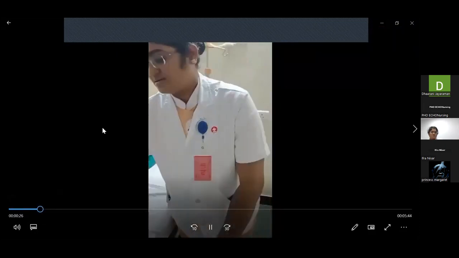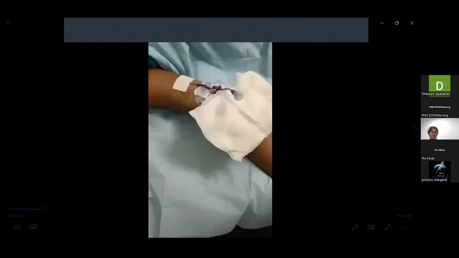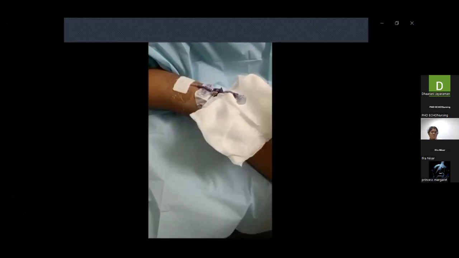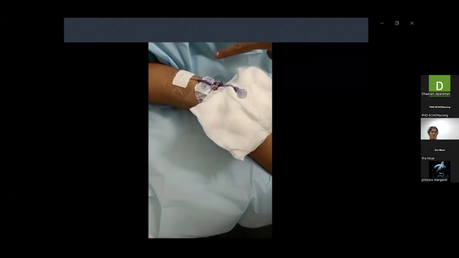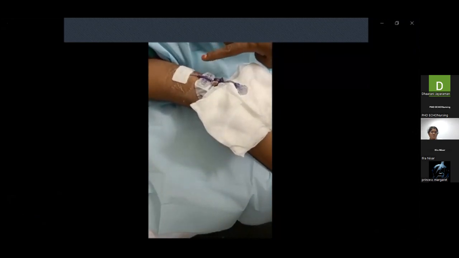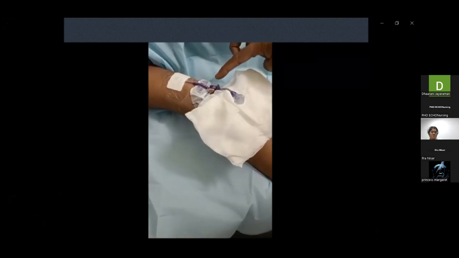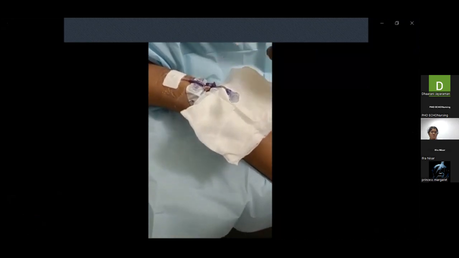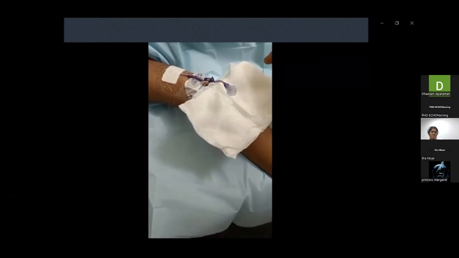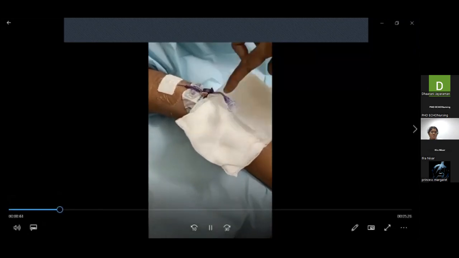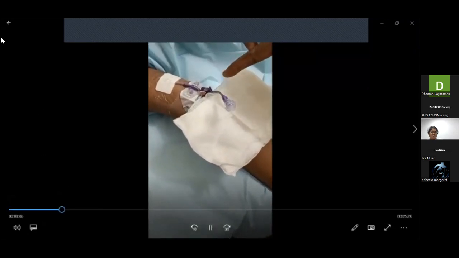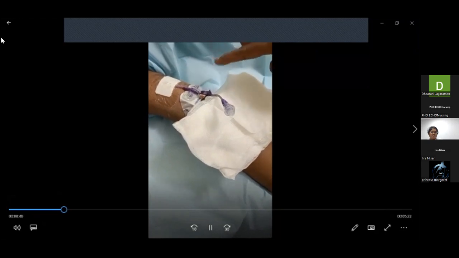Now, parts of a PICC line. This is the exit site. It must be covered with a dressing to prevent infection. Then StatLock. StatLock prevents your PICC from slipping out. It must be changed when you change your PICC dressing. Then lumens. PICC lines have one or two lines. These are called lumens.